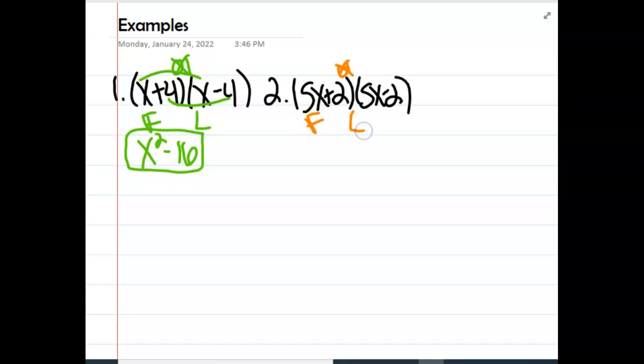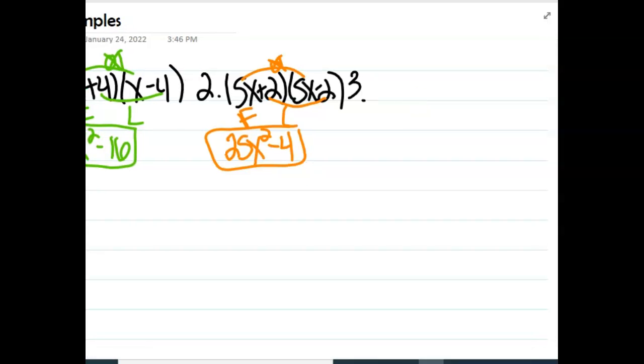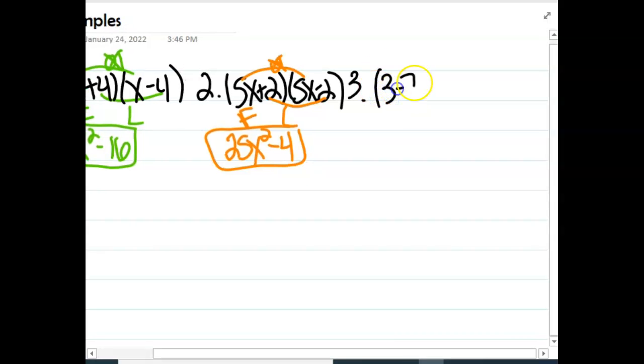So just do the F and the L. So the F, 5x times 5x, is 25x squared. And the L, a positive 2 times a negative 2, is going to be a minus 4. Okay, try another one of those. Number 3. 3 minus 7x times 3 plus 7x.